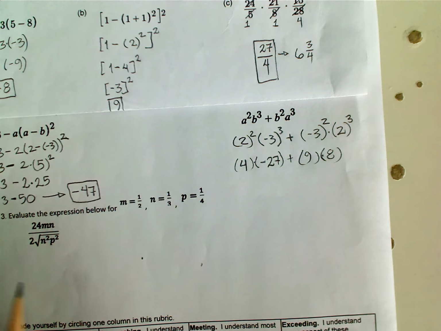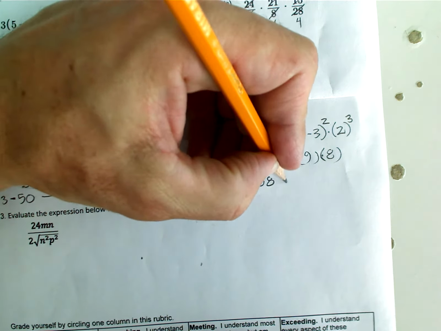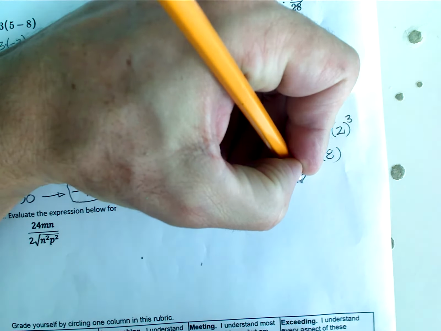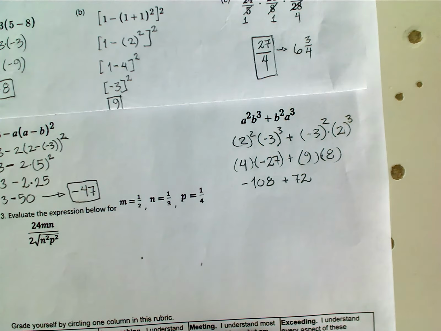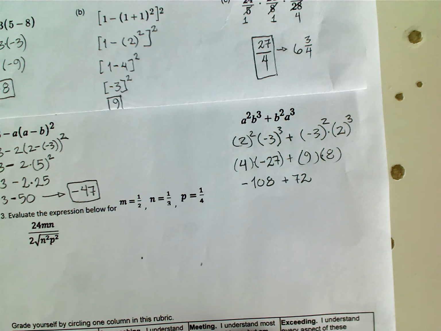On with the multiplication. 4 times the -27, that's -108. I'm going to add to that 72. And negative 108 plus 72. I like to think of that really as kind of the difference between 72 and 108. I know my answer is going to be negative because I have a bigger negative number.